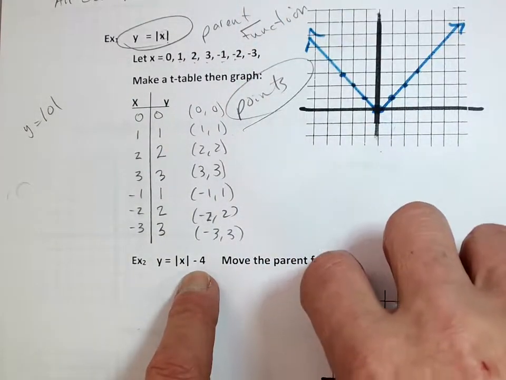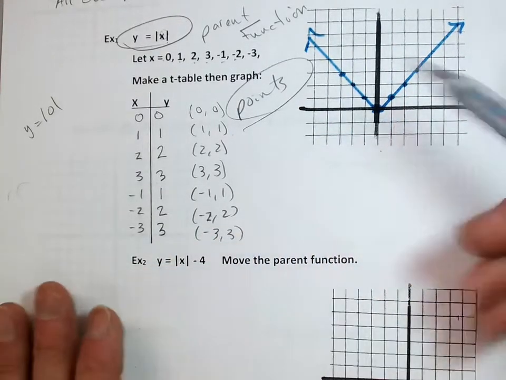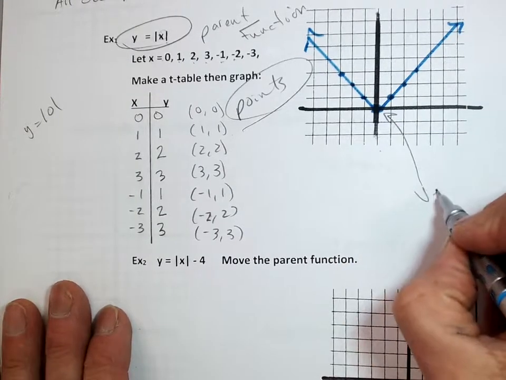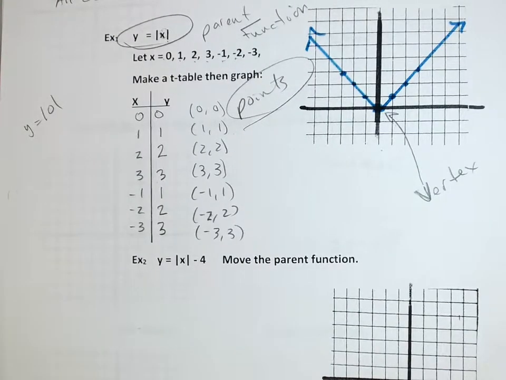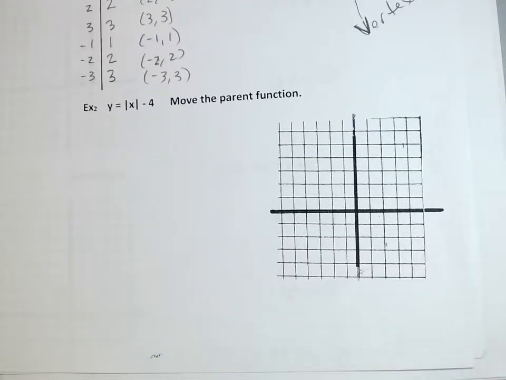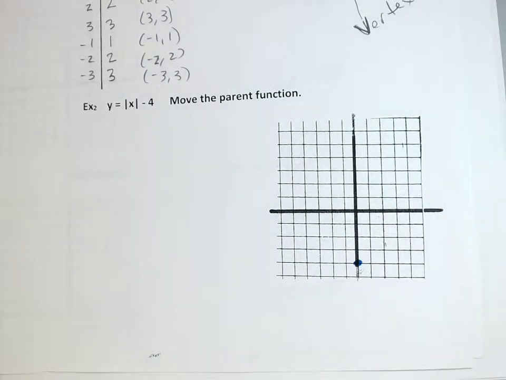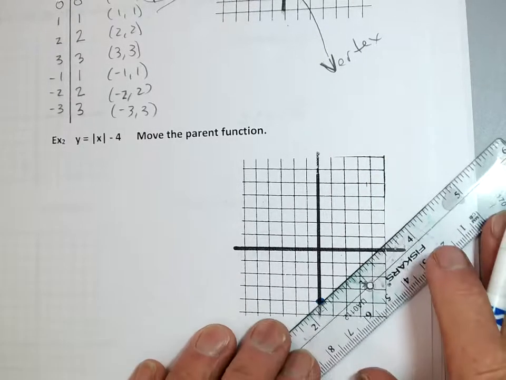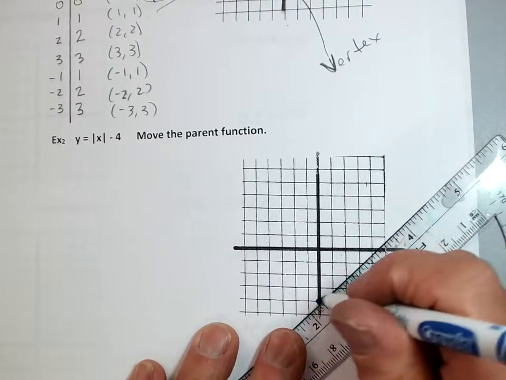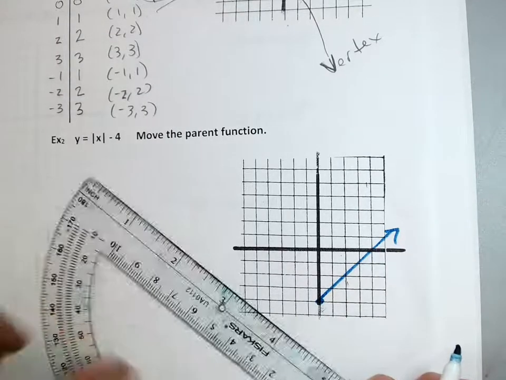Just bring it down 4. That's all we're going to do, take this function and bring it down 4. So the vertex, and this would be its vertex, right? It's the pointy spot. It's the lowest spot. That's the vertex. I'm going to bring the vertex down to -4. 1, 2, 3, 4. And I'll put the exact same shape, right? So I'm just going to take this graph and slide it down 4, so it still is the 1, 1, 2, 2, 3, 3. It's still the exact same graph. I've just moved it down 4.